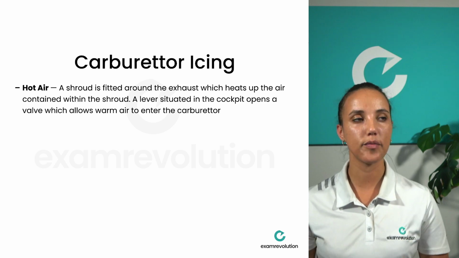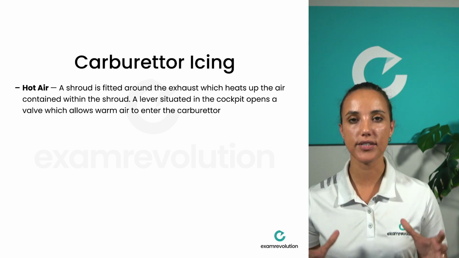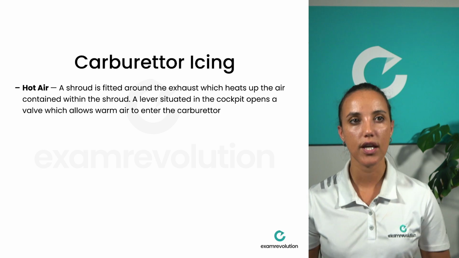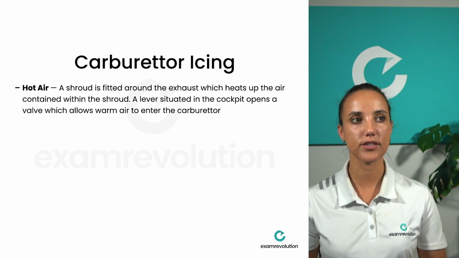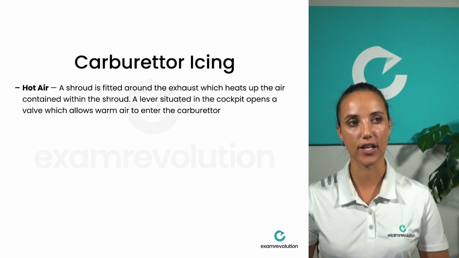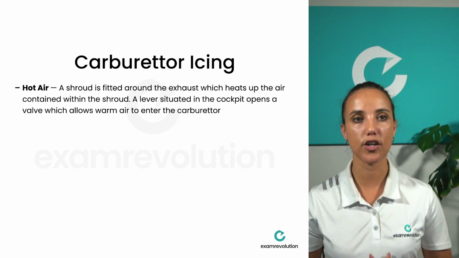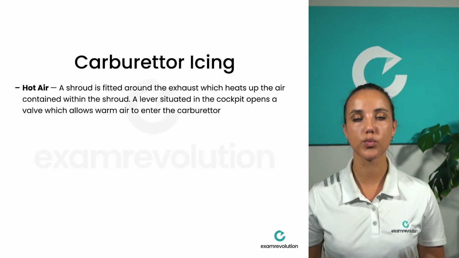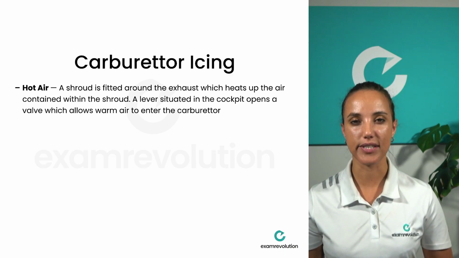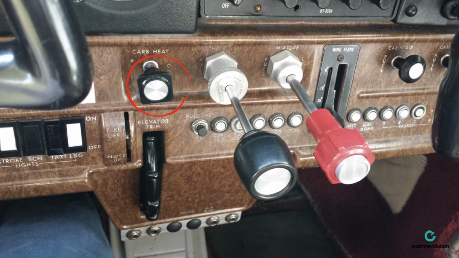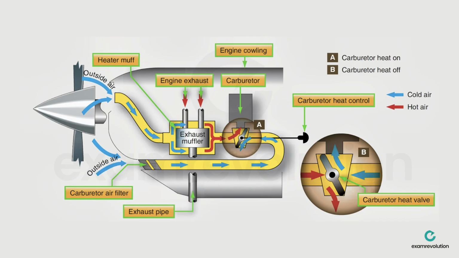So how does the carb heat work? Well, a shroud is fitted around the exhaust, which heats up the air contained within the shroud. A lever situated in the cockpit opens a valve, which allows warm air to enter the carburetor. So you usually have a small lever inside the cockpit called carb heat, and you usually will pull that all the way out.